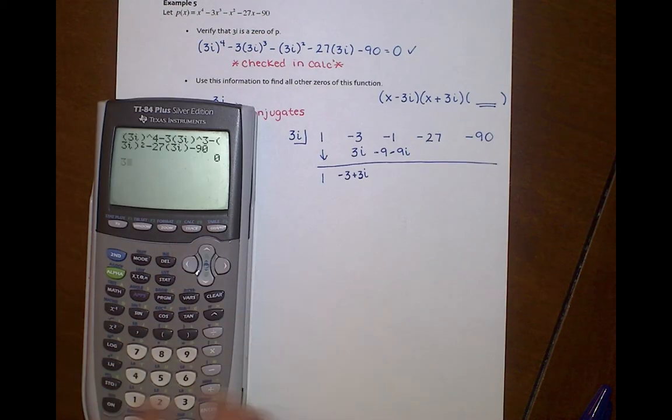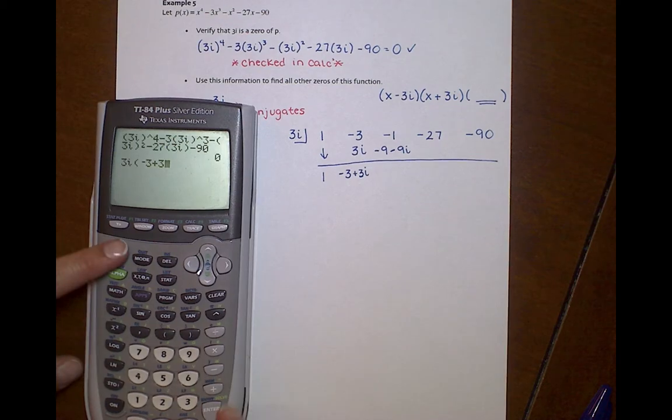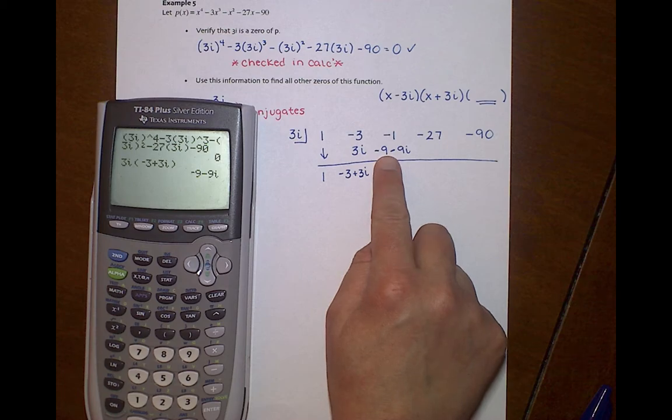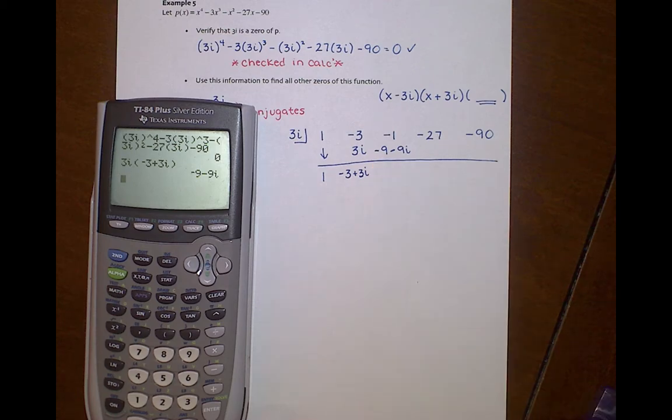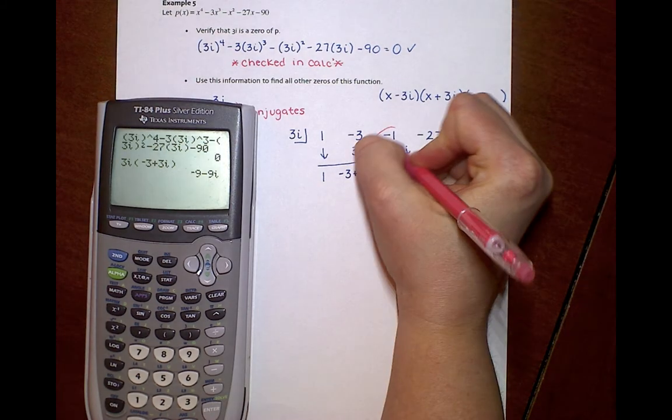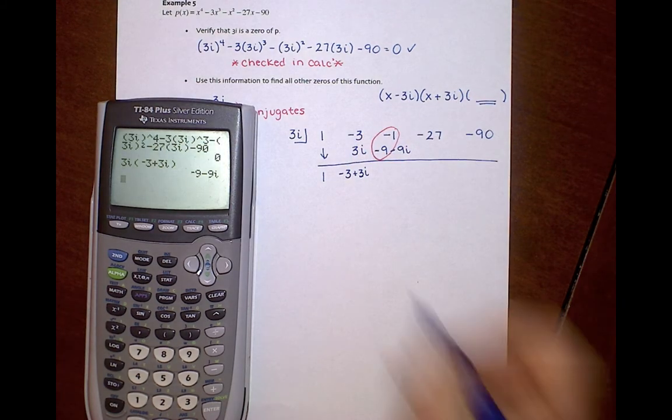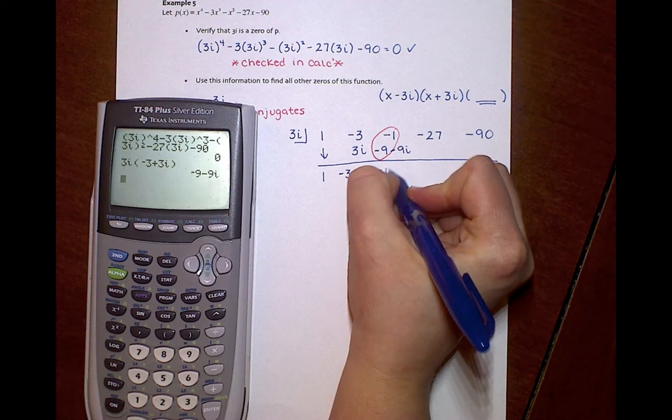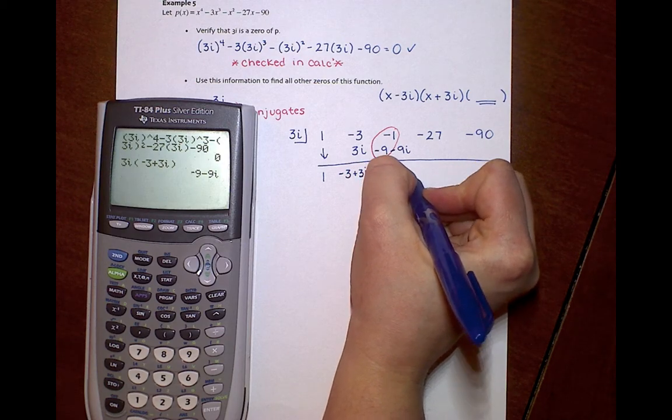Okay, so let me just show you real quick here. If I had wanted to, I could have done this: 3i times negative 3 plus 3i, just so you're not having to do all that distributing. And you're going to get that same thing, negative 9 minus 9i. When I add these next two together, this is what I'm adding, right? Because those are like terms. So I end up with negative 10 minus 9i.